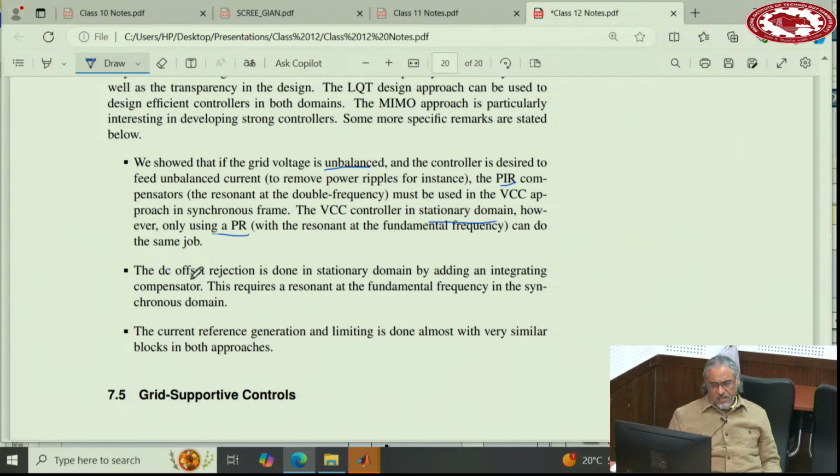And then you can add the DC offset rejection. It is done in a stationary domain by adding an integrating compensator if need be. However, if you want to reject the DC in the synchronous frame, you need to add another resonant at the fundamental. And the current reference generation and limiting are almost similar in both approaches.